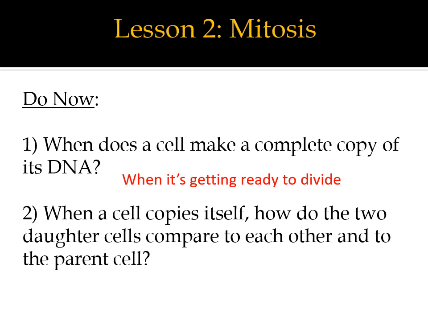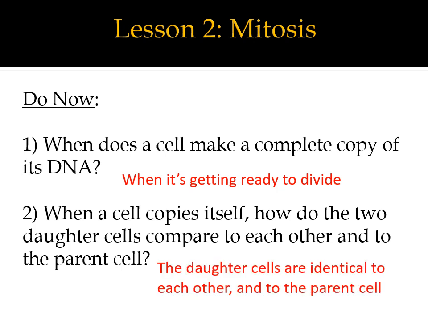We have to make sure there's two complete copies so that each baby cell ends up getting the exact same amount of instructions. Second question says, when a cell copies itself, how do the two daughter cells compare to each other and to the parent cell? Just like we saw in the last chapter with the DNA copying itself into two new molecules, same thing's going to be true with these cells. Each of the daughter cells is going to be identical to each other and identical to the parent cell that first created them.